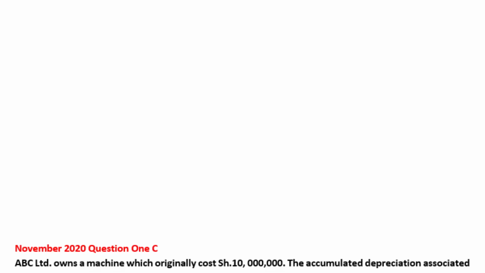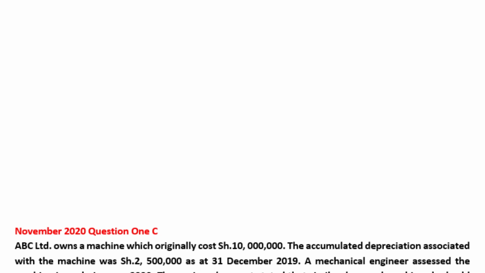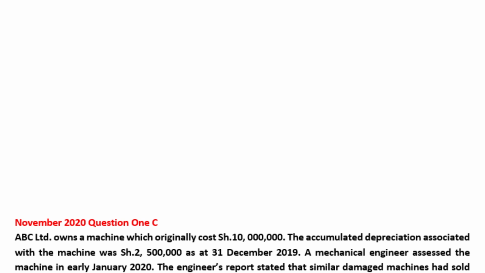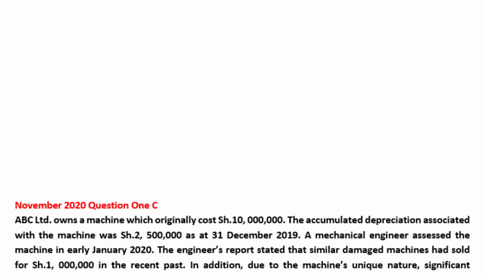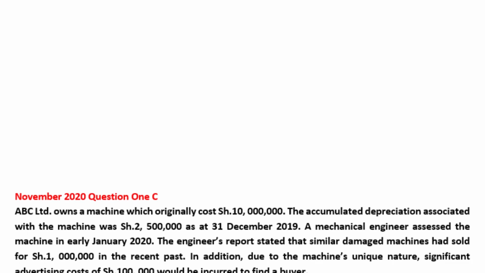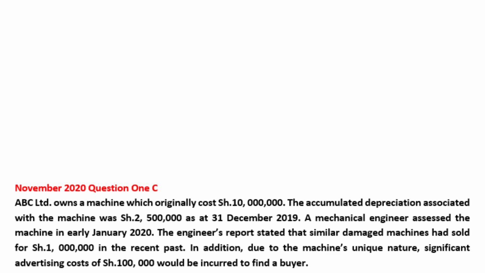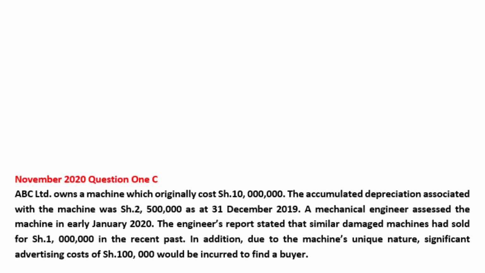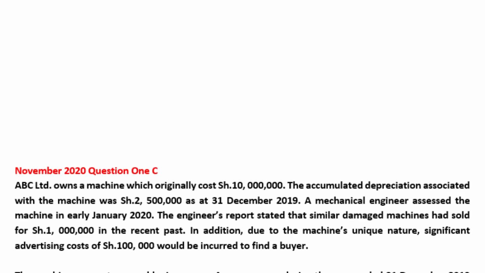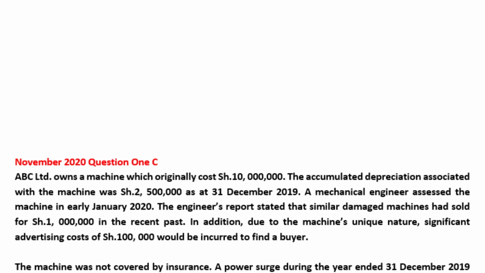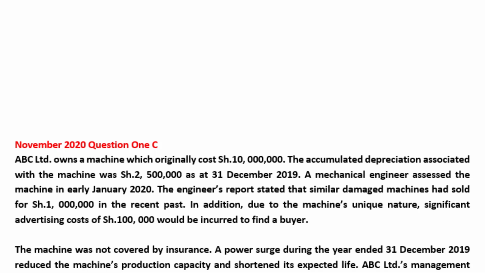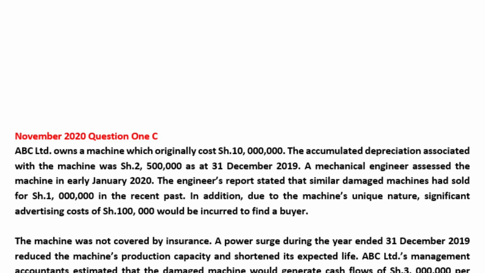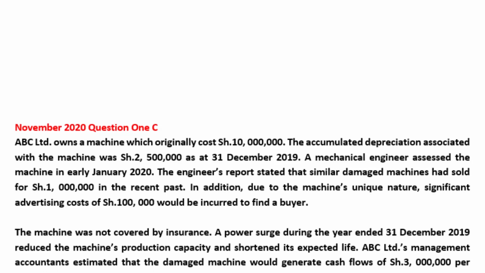Question 1C. So the question reads, ABC Limited owns a machine which originally cost shillings 10 million. The accumulated depreciation associated with the machine was shillings 2.5 million as at 31st of December 2019. A mechanical engineer assessed the machine in early January 2020. The engineer's report stated that a similar damaged machine had sold for shillings 1 million in the recent past. In addition, due to the machine's unique nature, significant advertising cost of shillings 100,000 would be incurred to find the buyer. The machine was not covered by insurance.